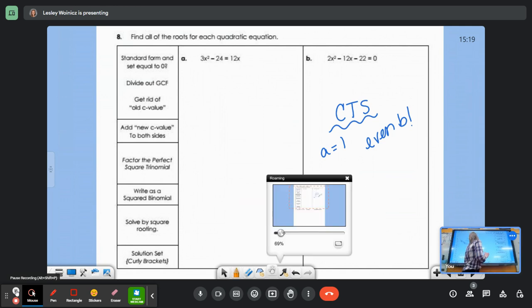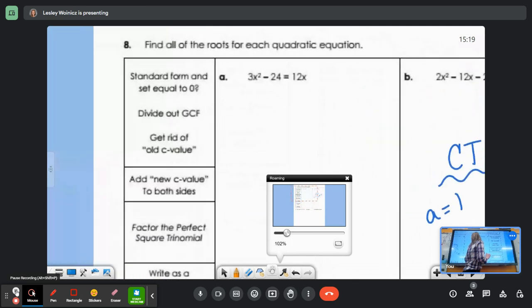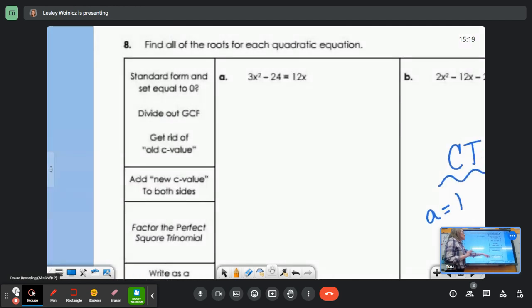Let's go. First, do we have standard form set equal to 0? No, so we've got to get it. We're going to have to subtract away the 12x. Are we going to put it at the beginning, the middle, or the end? The middle.